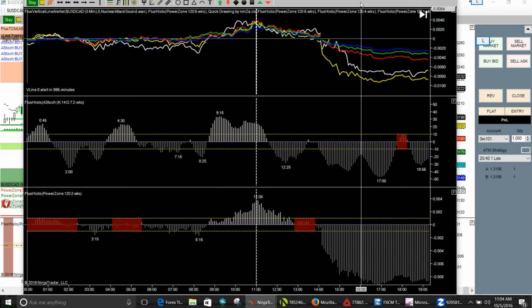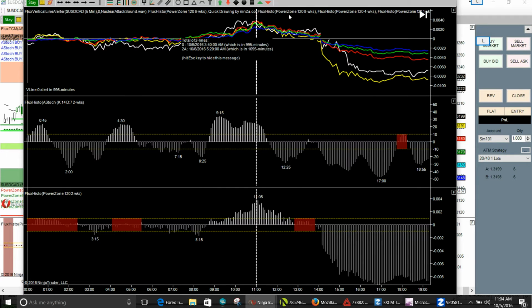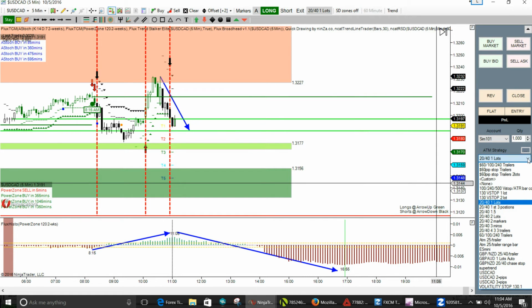Sorry. Of course, it doesn't want to cooperate. All right, it's not cooperating. But everything is in alignment on the power zone. Also, the Aussie US dollar, we got 1 minute. When that prints, we will be entering the trade.